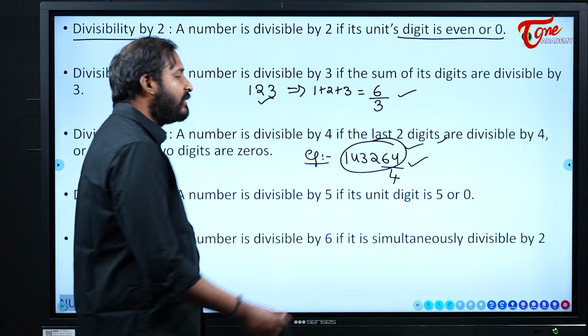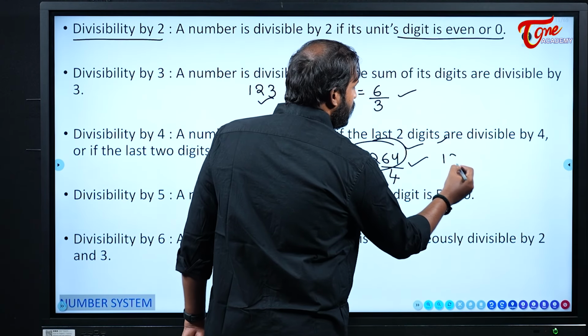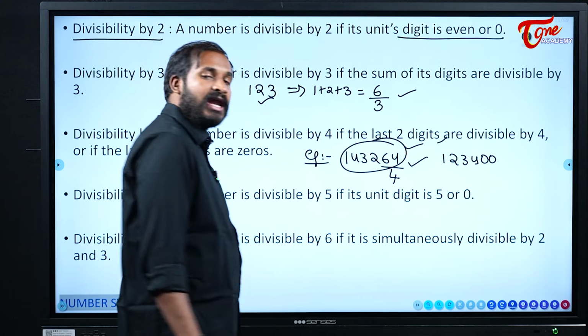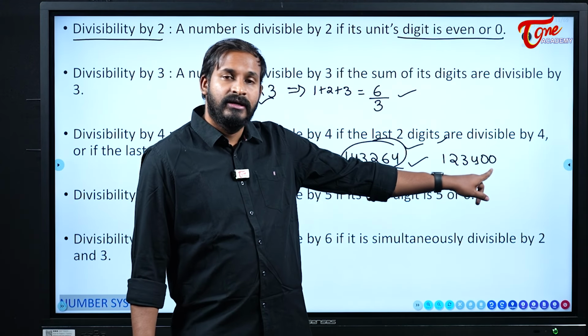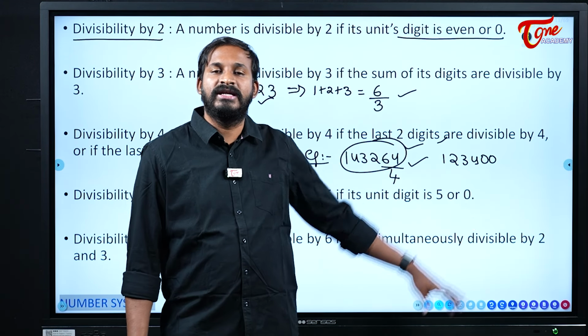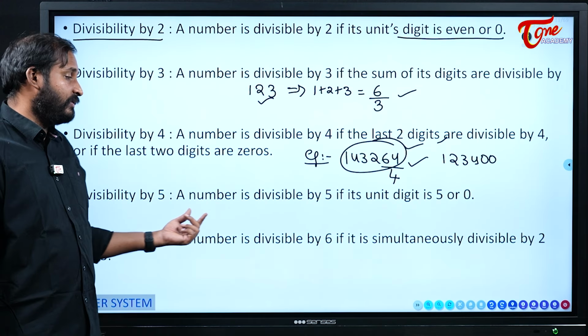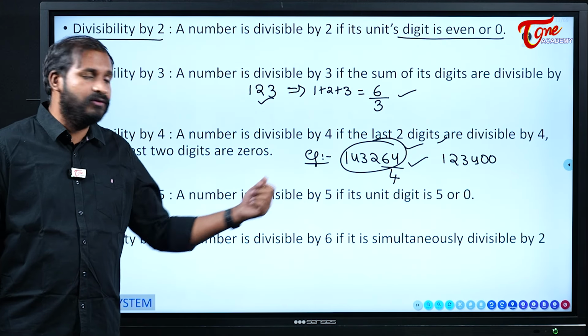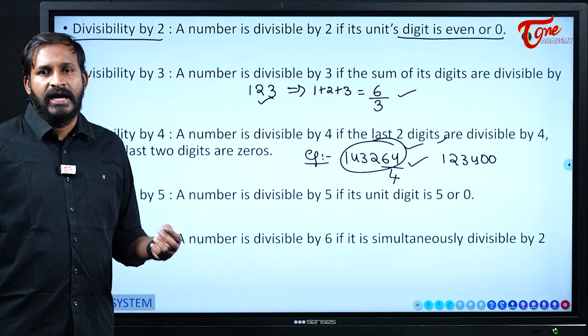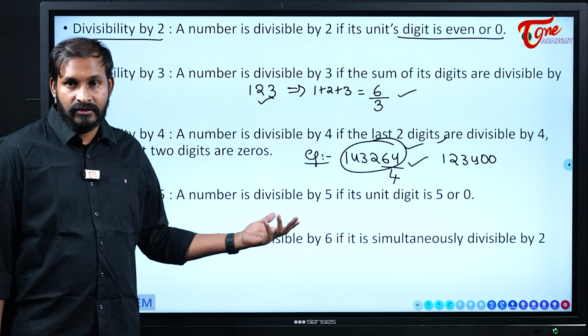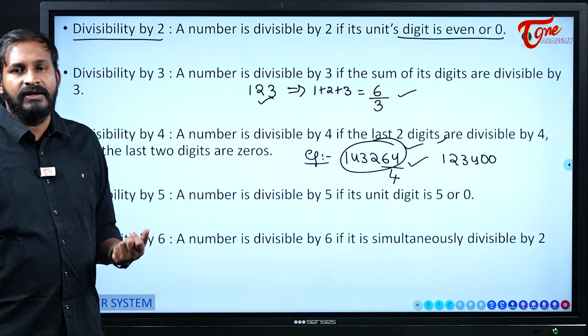Or else sometimes we may have a number like 1234 followed by 2 zeros. So, the last two digits are 0 here, and by default I can say that this number is divisible by 4. Next one, divisibility rule of 5. A number is divisible by 5 if its units digit is 5 or 0. Any number whose units digit is 5 or 0, that number will be divisible by 5.